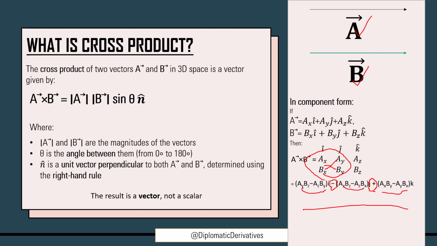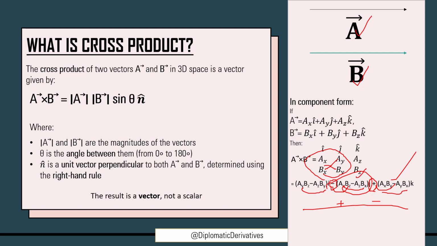So if here you're getting a negative value altogether, it means negative with negative will become positive. Here, if you have a negative value, it's going to be negative and positive becomes negative. So that's how you're going to solve it.